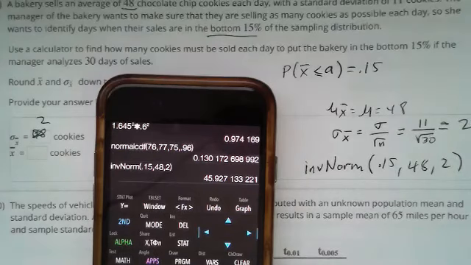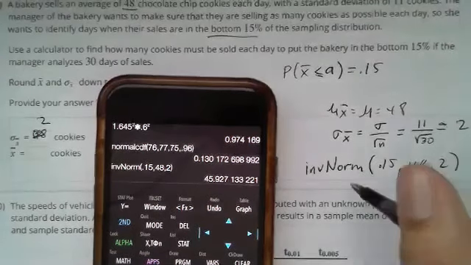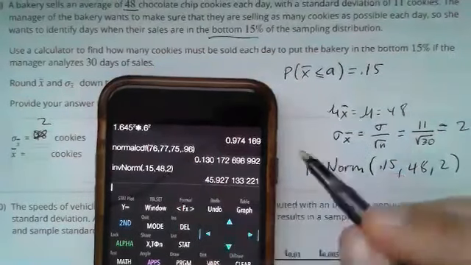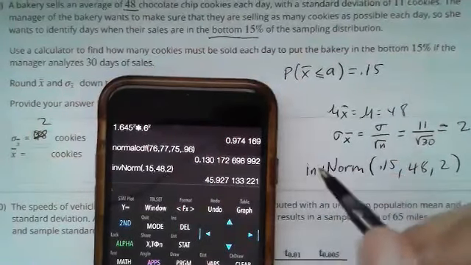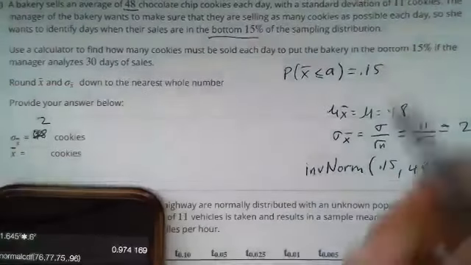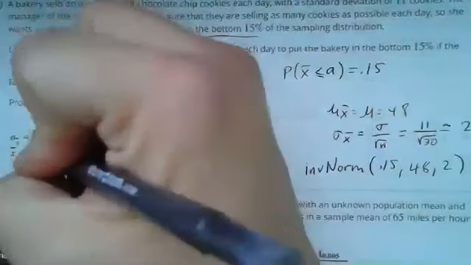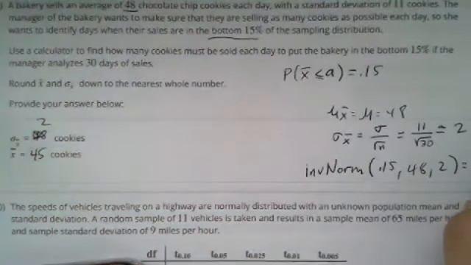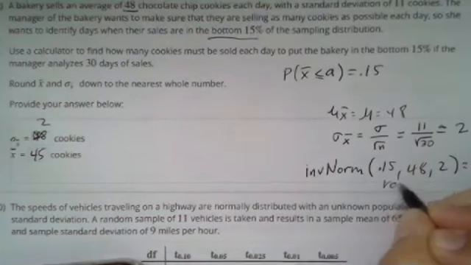And then you get 45.9271, but you have to round down because if you go higher, if you go up to 46, you're gonna pass that 15%. So you don't wanna do that. So we would round down to 45 cookies. So it's 45 cookies. Round down.